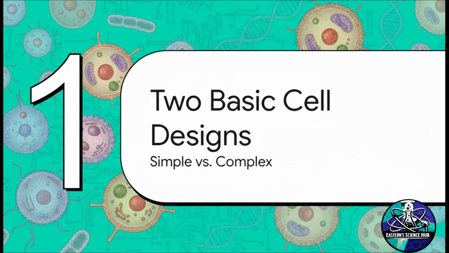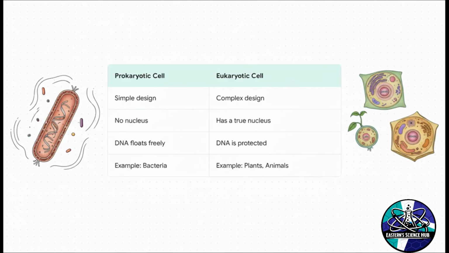Okay, so we've established that everything's made of cells. But here's the thing, not all cells are built the same way. There are really just two basic designs. You could call them blueprints. You've got a simple version, and then you've got a much more complex one. Let's break down the main difference.